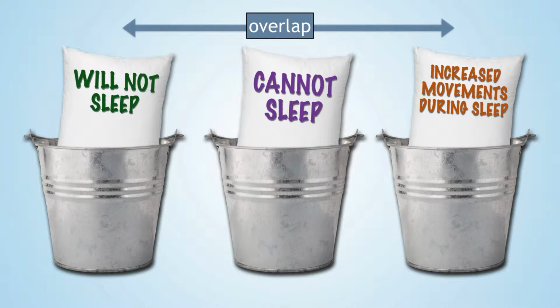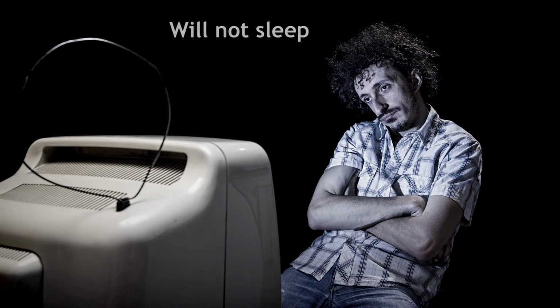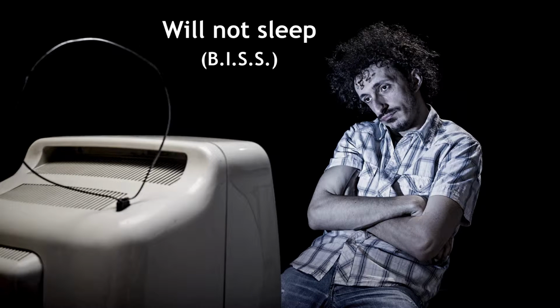Okay, excellent. So can you break it down for us in each of those main buckets? What are the common conditions or sleep problems? So for people who will not sleep, the two main problems are called behaviorally induced insufficient sleep syndrome and shift work syndrome. Okay, and what is behaviorally induced insufficient sleep syndrome? It sounds like they just don't want to go to bed. Exactly. Sometimes it's called BIS for short, and it's when a person voluntarily goes to bed too late or wakes up too early to get the 7 or 8 hours of sleep necessary to be rested the next day.